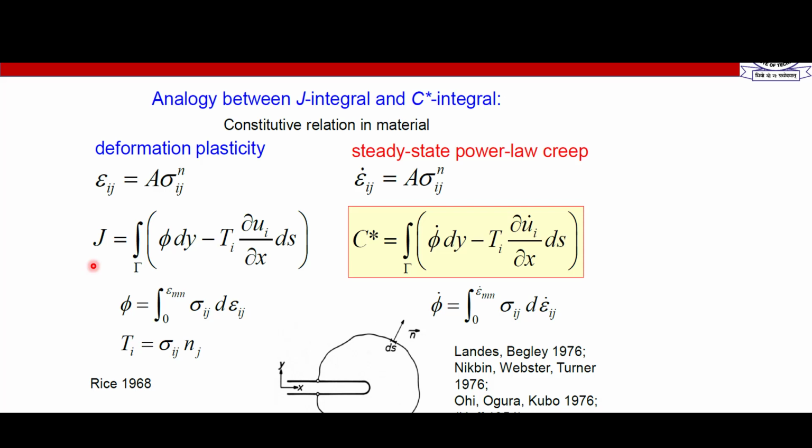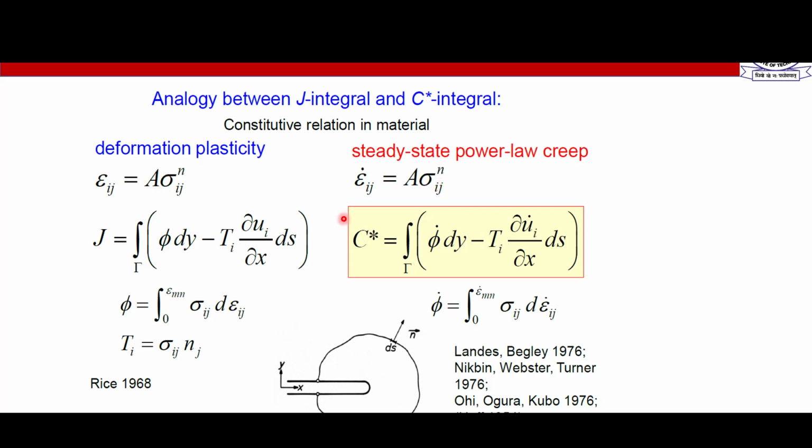In creep, the J integral cannot be applied because strain will be a function of time also. So there is a researcher, Hoff, who said in 1954 that instead of strain, you have a one-to-one correlation of strain rate with stress. There is no time dependence if the material is deforming under a steady state. Here he is talking about steady state creep, secondary stage creep. So there is no time parameter here, and strain rate is a function of stress only.